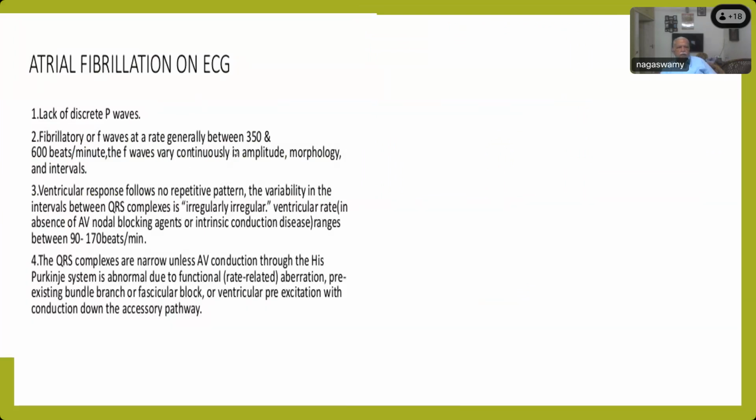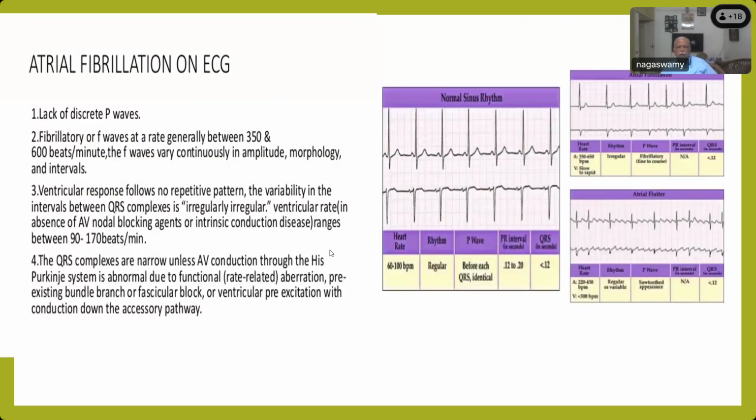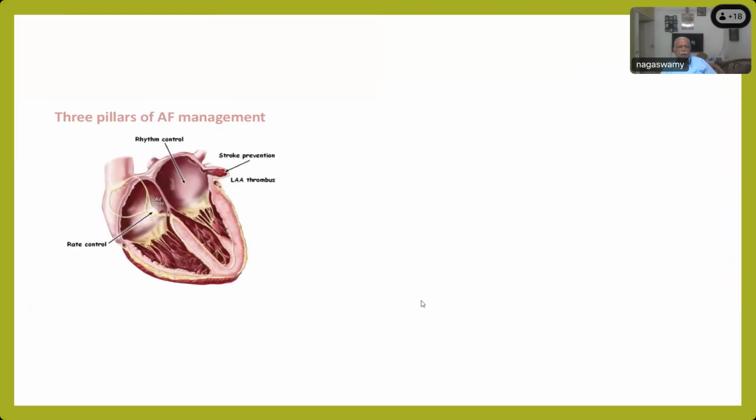The fibrillatory waves may be between 350 to 600, but the ventricular response will be between 90 to 170. The QRS complex also becomes narrow, and you can find those irregular waves. This is how the whole pattern looks. You can see these are all the fibrillatory waves in the atrium. And the three pillars of management are rate control, rhythm control, and stroke prevention or thrombus prevention.